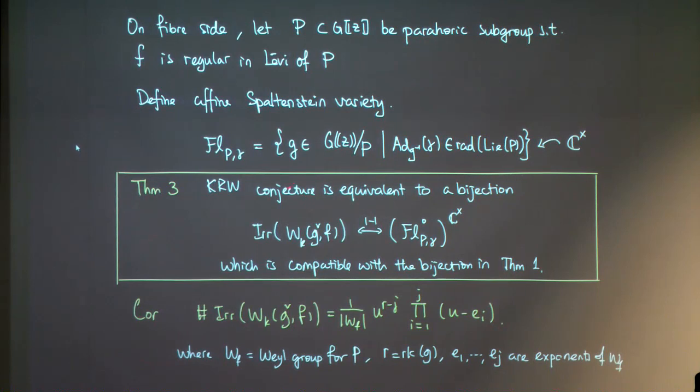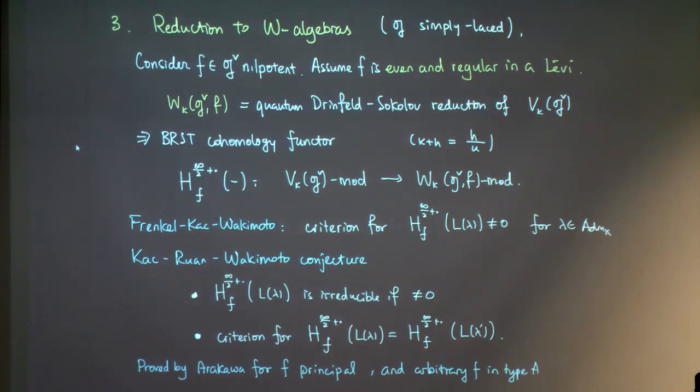And the thing we can say is that this Kac-Roan-Wakimoto conjecture is equivalent to saying that you have a bijection between irreducible representations of W algebras and C star fixed points in this affine Springer variety. Okay, so basically, the way it goes is that you want to check when a module will die, and that would match this condition.